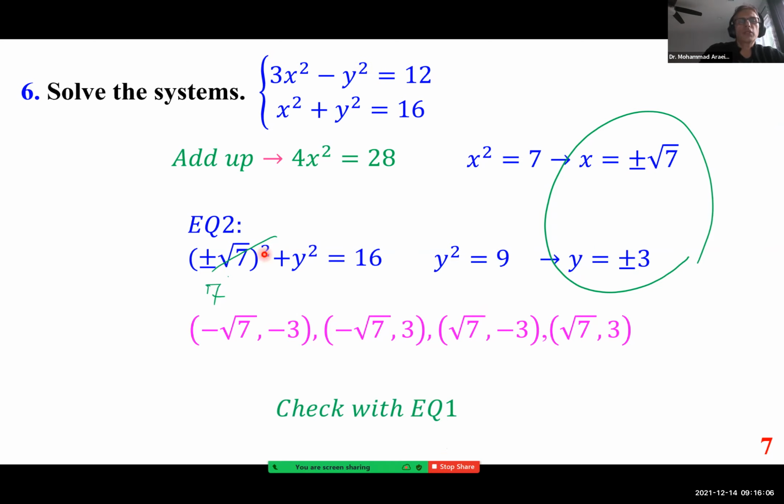If you, for example, put this one here, when you square this, you get 7 times 3 is 21. When you put this here squared, you get positive 9. 21 minus 9 is 12. So you can even check it mentally, but you must check.